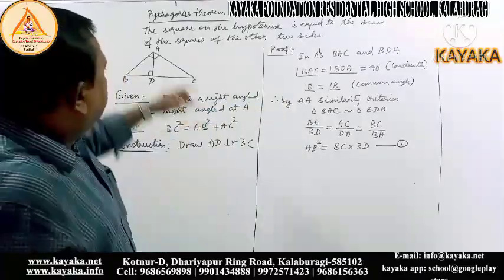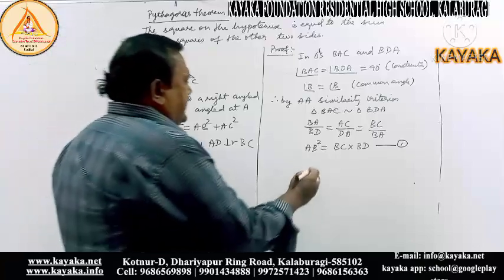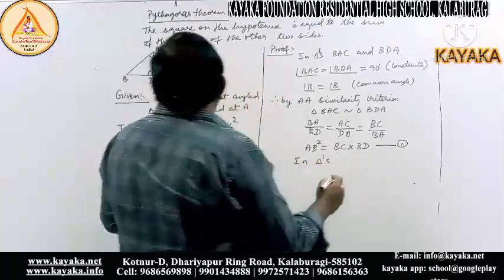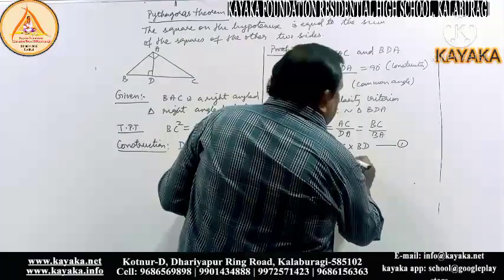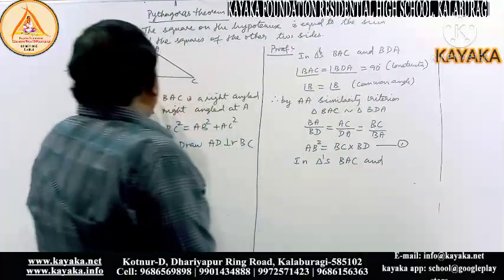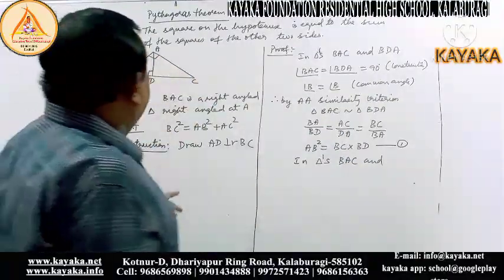Now again we are going to take the bigger triangle and this smaller triangle now. Okay, therefore in triangles BAC and ADC.